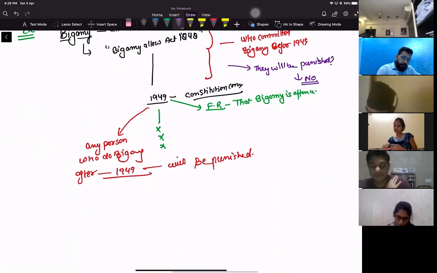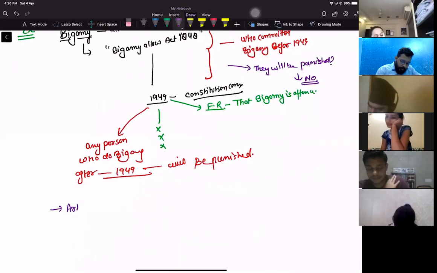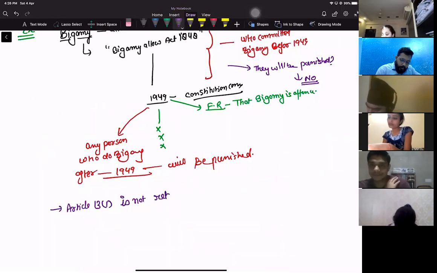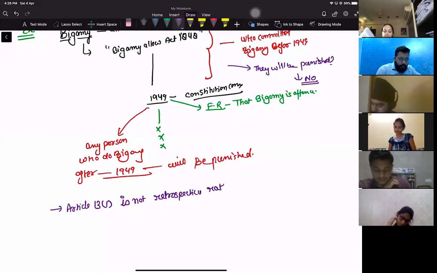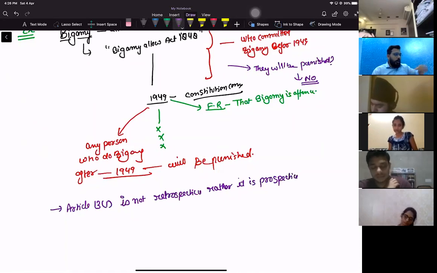समझ लेना. This means, this shows Article 13 clause 1 is not retrospective. Rather it is prospective. तो आर्टिकल 13 क्लॉज 1 कब से लगता है? रेट्रोस्पेक्टिव नहीं है, ये प्रोस्पेक्टिव है. ठीक है. This has also been held by the Supreme Court.